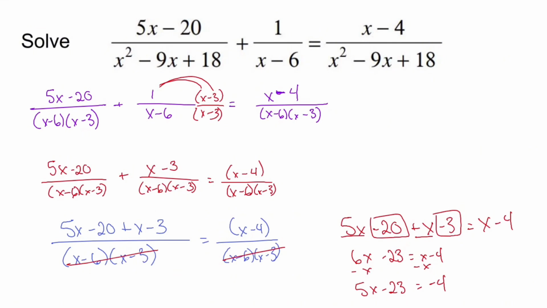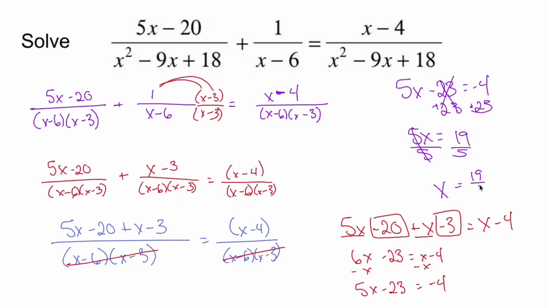Let's rewrite it up here, which is probably what I should have done in the first place. So I have 5x minus 23 equals negative 4. Add 23, that gets us 5x equals, what is that, 19? Ugh. Divide both sides by 5. And x equals 19 over 5. Very awful, very gross, very painful, but we're done.